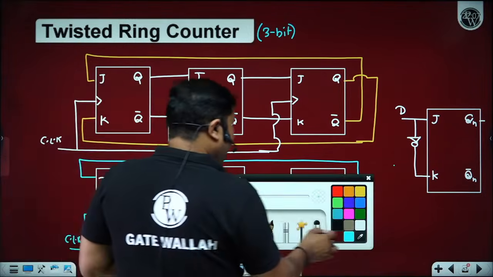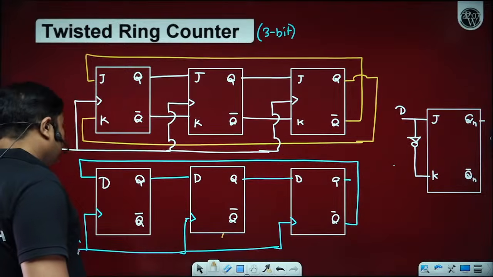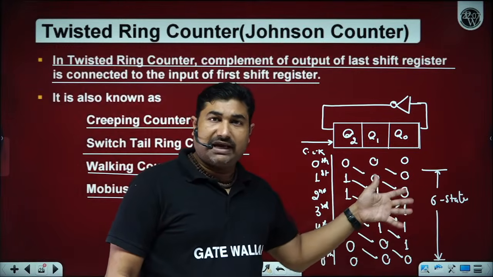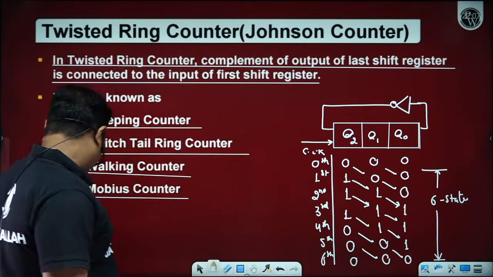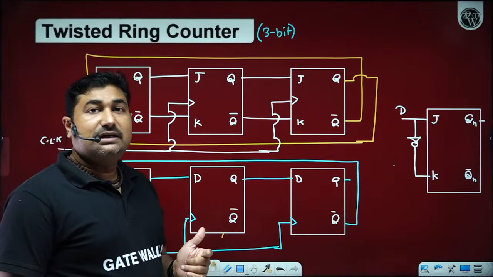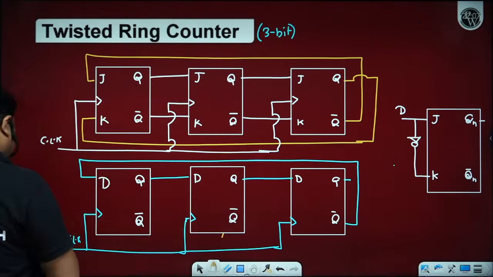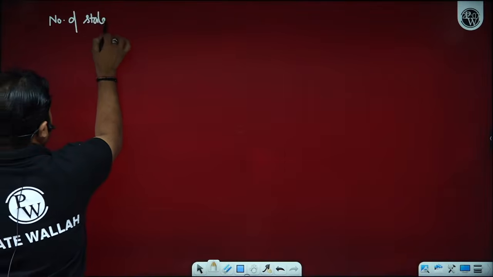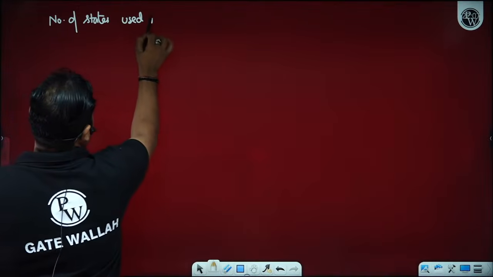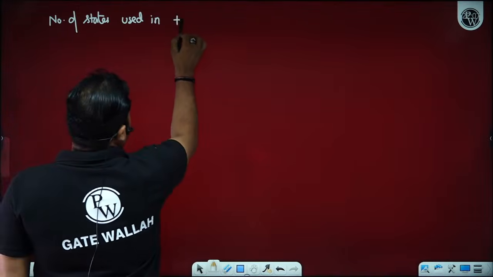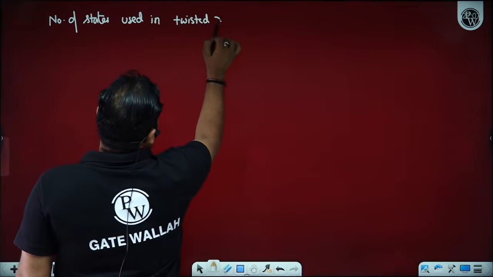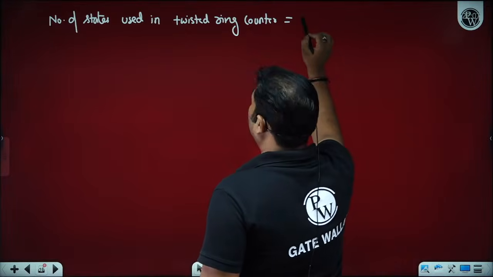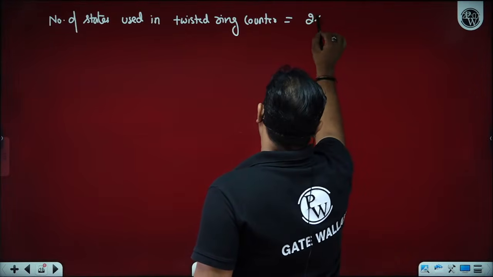Now if you talk about the number of states, for 3-bit we have 6 states. In the same way, if you observe for 4-bit we have 8 states. It means for a Johnson ring counter, how many states are there? Sir, 2 into n. Number of states used in a twisted ring counter is equal to 2 into n.